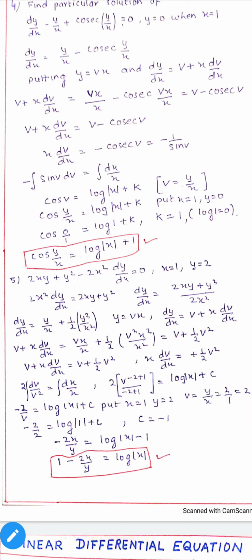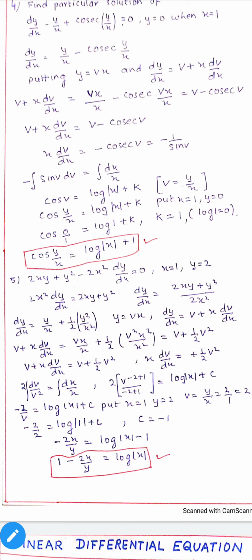Fifth question. 2xy plus y square minus 2x square dy by dx is 0, x is 1 and y is equal to 2. 2x square dy by dx is equal to 2xy plus y square. Dy by dx is equal to 2xy plus y square upon 2x square. Dy by dx is equal to y upon x plus half y square upon x square.